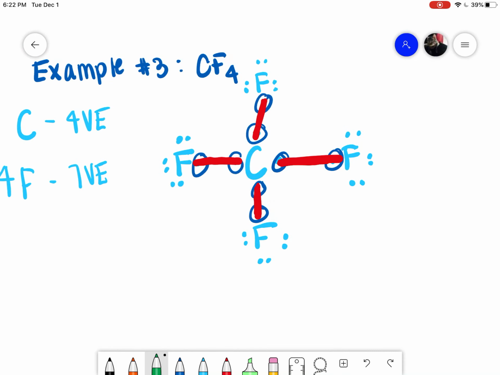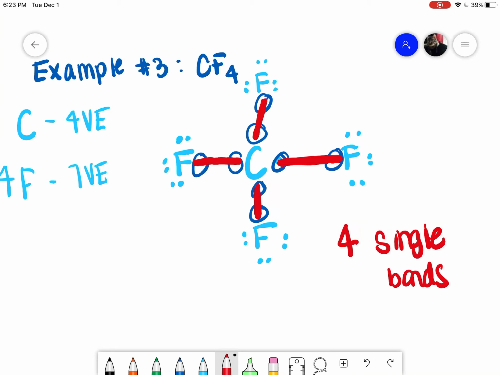And for this CF4, there would be 4 single bonds. And that's because there is only 1 bond between each fluorine and carbon.